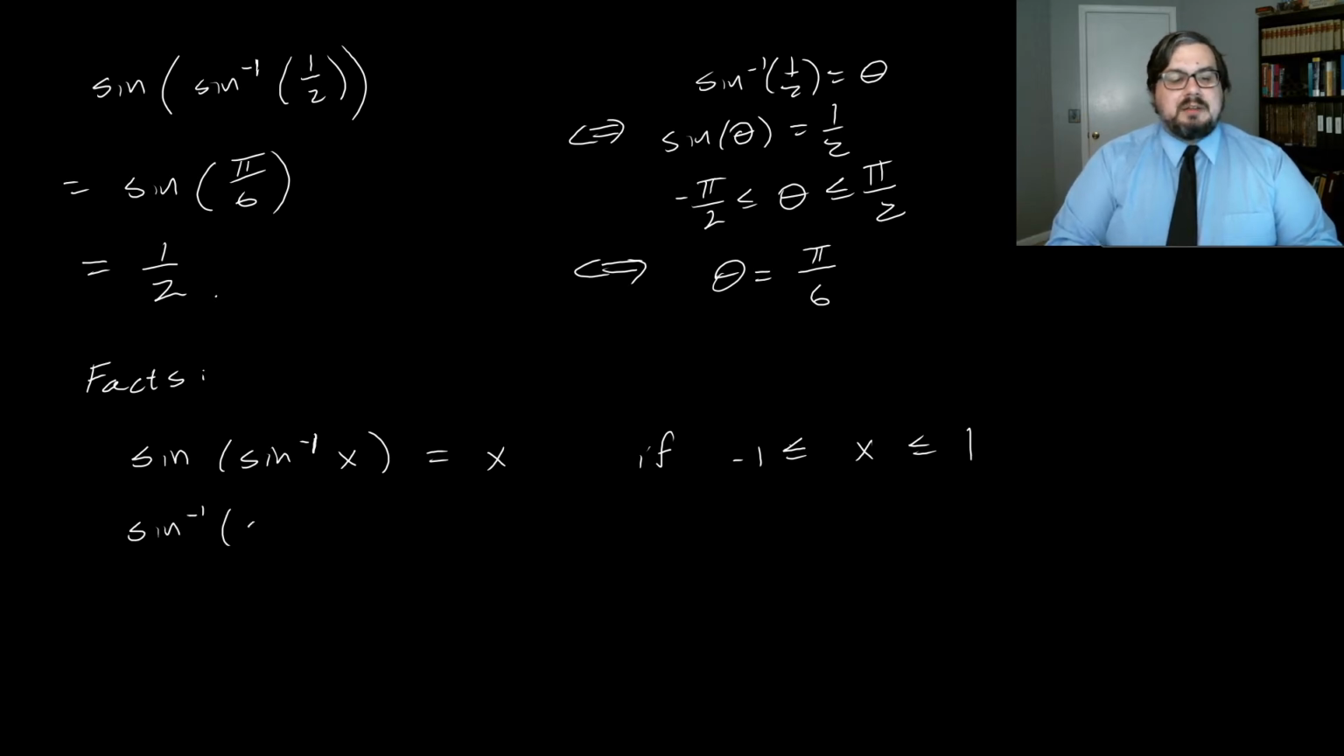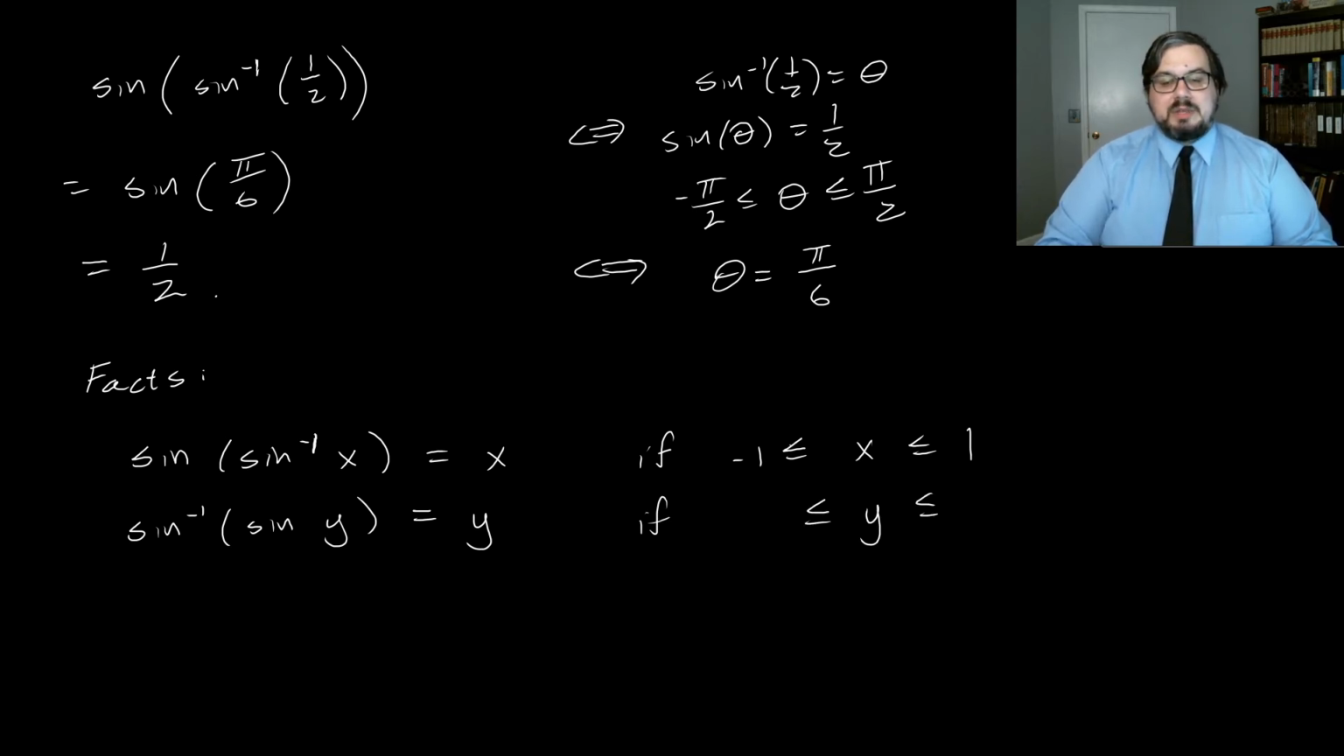The other one that we have to look at is if I take inverse sine of sine of y, that's going to be y, but only if y lies between negative pi over 2 and pi over 2. The reason for that is that negative pi over 2 to pi over 2 is the domain of the restricted sine function that the inverse sine function is the proper inverse of.